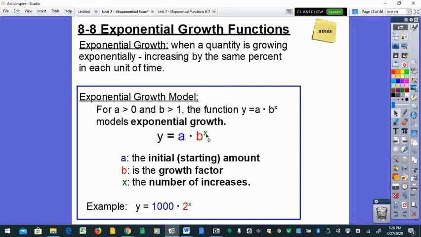It could be years, it could be months. Today we're going to talk about some other possibilities for X. And then Y is your end amount. How much is in the bank after a certain number of years? What is the population after a certain number of years? And down the bottom of the screen, you'll see an exponential growth function, y equals 1,000 times 2 to the x. I started with 1,000 of something. This 2, because it's greater than 1, means the function is going to grow.